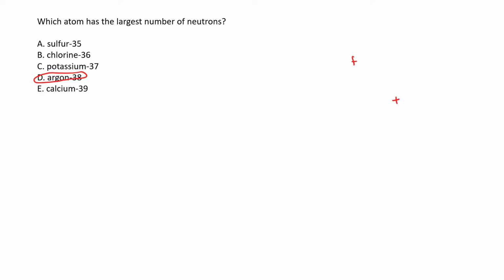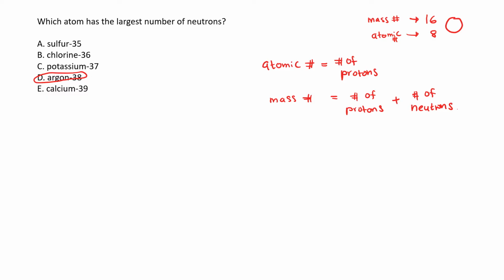Which atom has the largest number of neutrons? This is a question where you have to know about your mass number and your atomic number. As an example, let's say oxygen. This is not relevant to this question, but let's take this as an example. Oxygen has a mass number of 16 and atomic number of 8. So you know the atomic number is equal to the number of protons and mass number is equal to the number of protons plus neutrons.